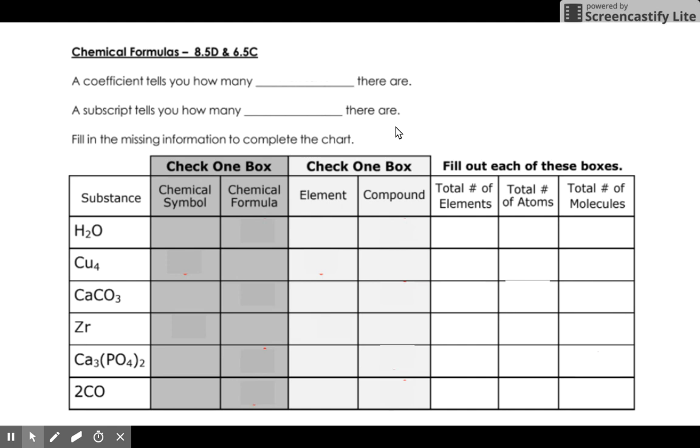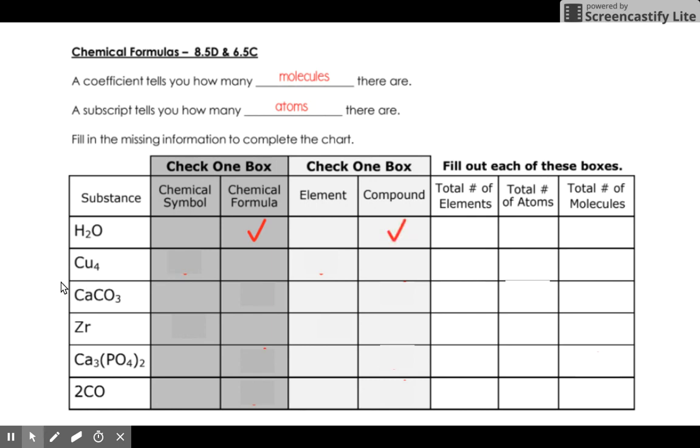All right, you guys, you ready to check? A coefficient tells you how many molecules there are. A subscript tells you how many atoms there are, and that's the number behind the element. Fill in the missing information to complete your chart. So let's look at H2O. H2O is not a chemical symbol, but it is a chemical formula. It is not an element because element would just be H by itself. So it is called a compound.